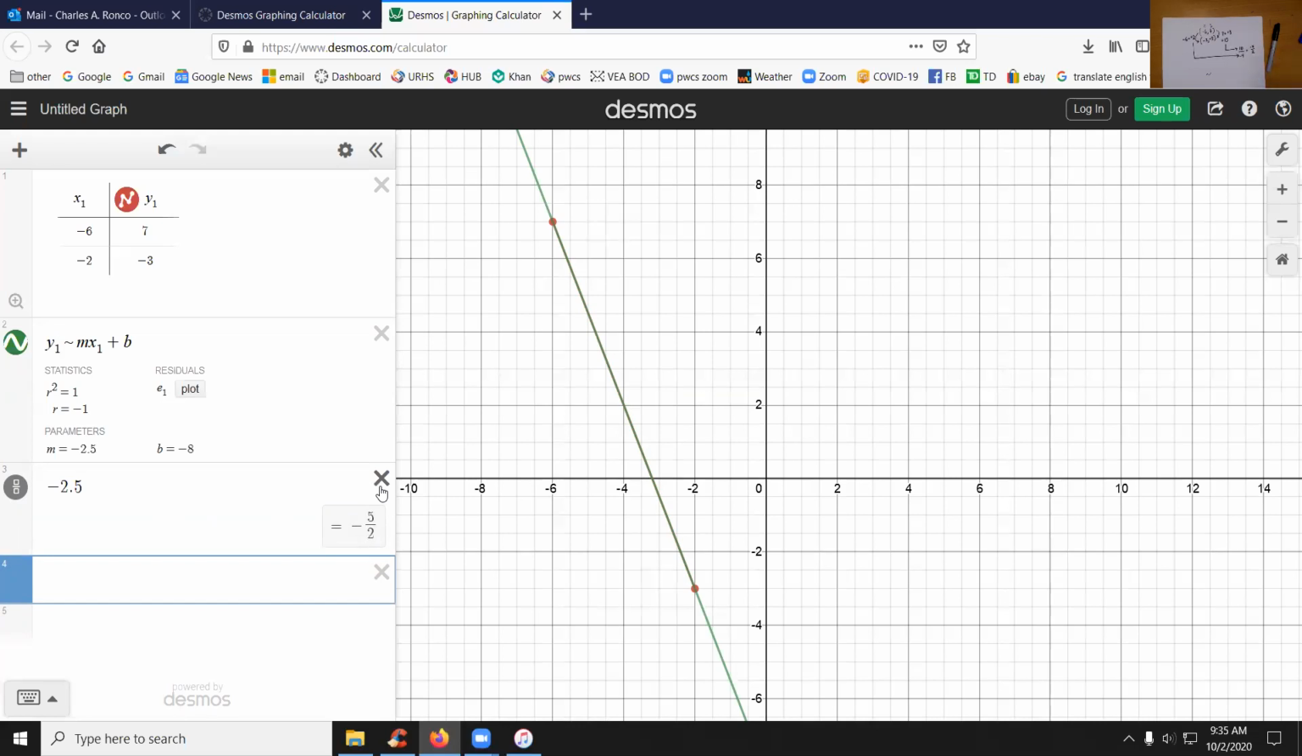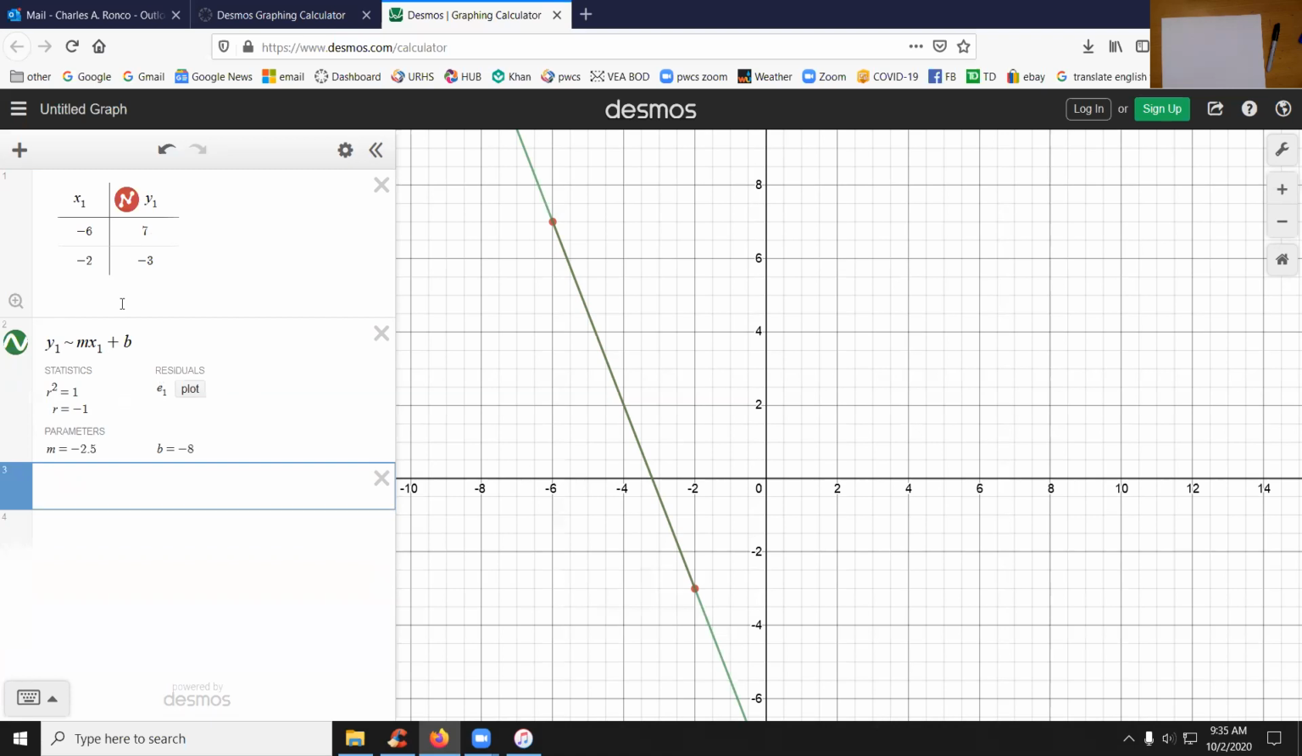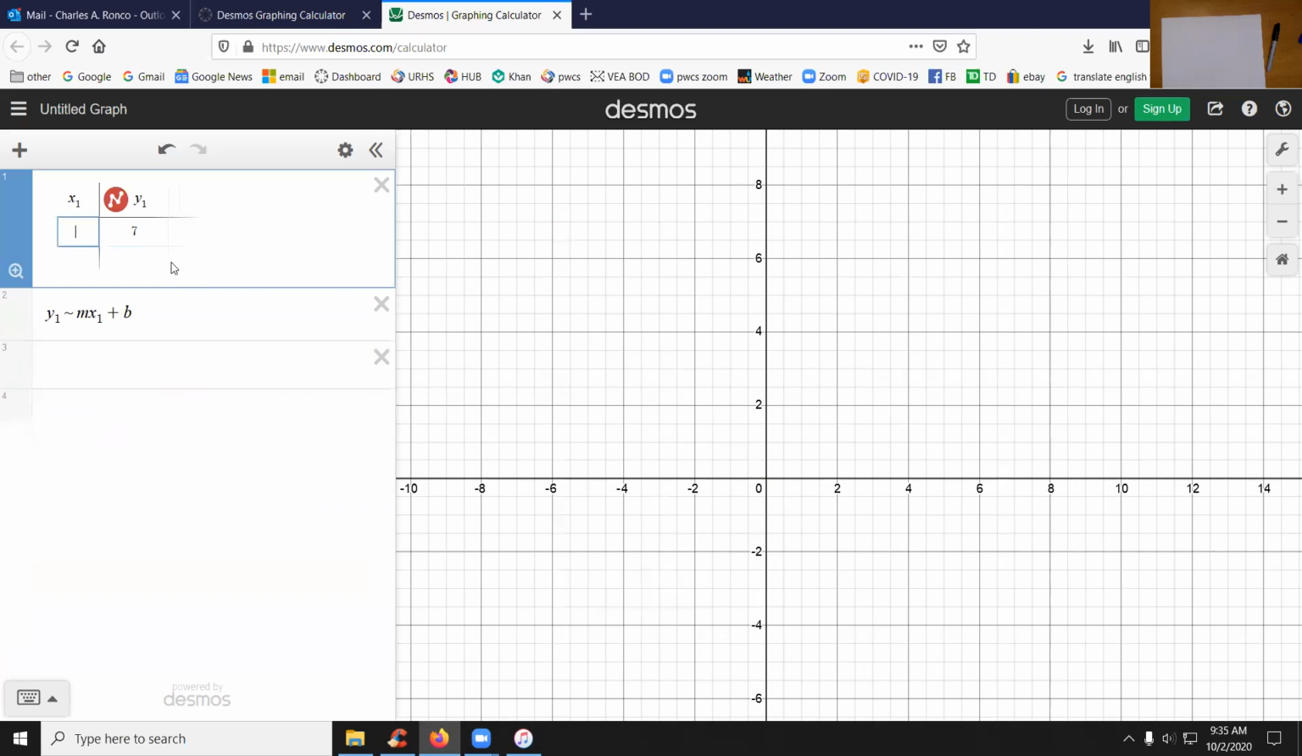Now remember, they put their negative sign in front. I put my negative sign up top. That's okay, as long as it's not down below. Let's do another one. So when we do this other one, we're going to keep this y equals mx plus b part. We're going to leave that alone. We don't touch it. But we're just going to erase the stuff that's in my chart.